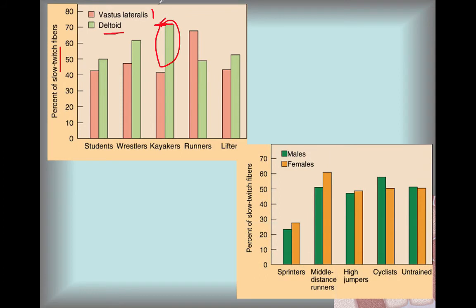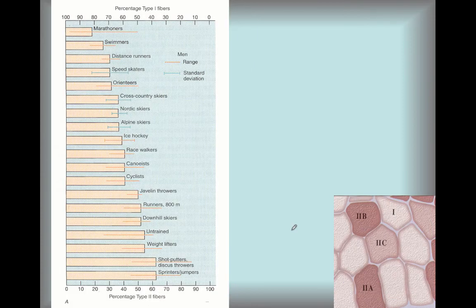And here you can see a comparison of males and females for different sports. And again, here you can see middle distance runners versus sprinters. And so again, it's interesting to see that the middle distance runners have a greater proportion of the type 1 fibers than the sprinters have. And conversely, this means that these guys will have a greater percentage of the type 2 fibers. So kind of interesting there. But the truth is, we really don't know how much of an influence genetics plays versus how much of an influence training plays.